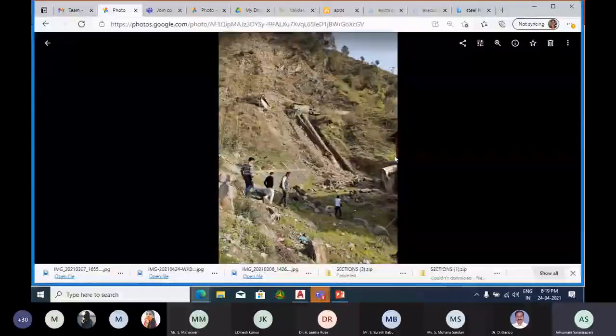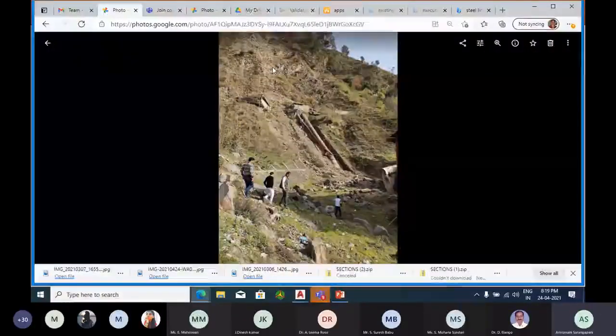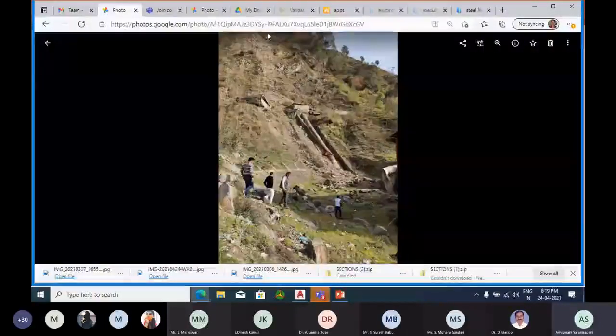There is a concrete structure here. This is called the forebay. Now what happened? The slope instability started from this area. This rock broke away and rolled down, broke this concrete structure, broke our penstock, and hit this powerhouse also. You can see here, it broke our powerhouse.